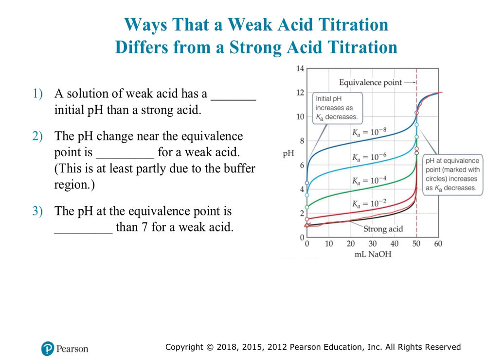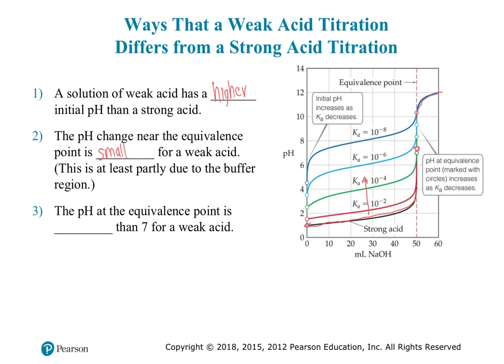As I start to have weak acids, the pH of my solution really increases quite a bit as I get weaker and weaker. And you can see that my pH at the equivalence point is a lot higher than for a strong acid. So weak acids have higher initial pHs than strong acids, which makes sense because they're not as strong. And then the pH change near the equivalence point is smaller.